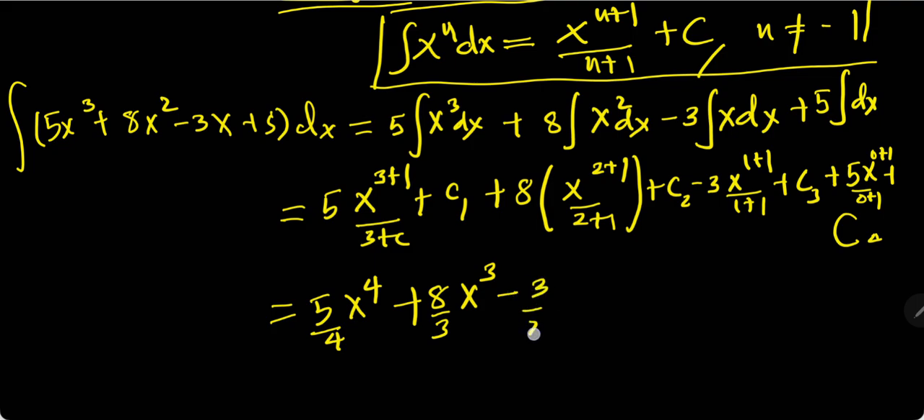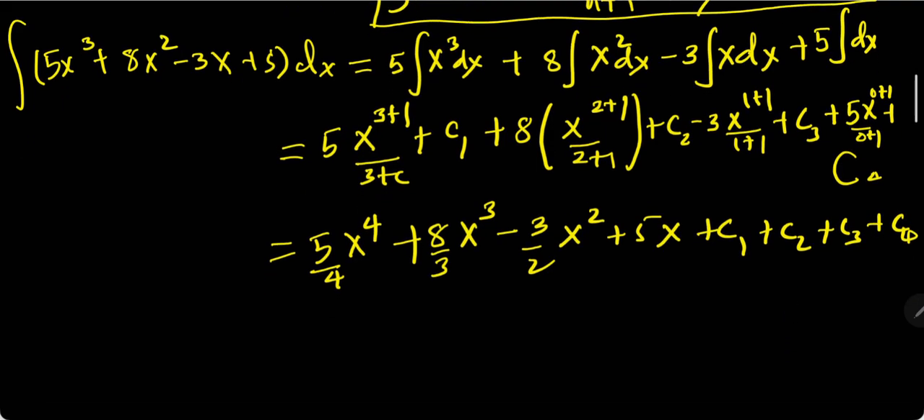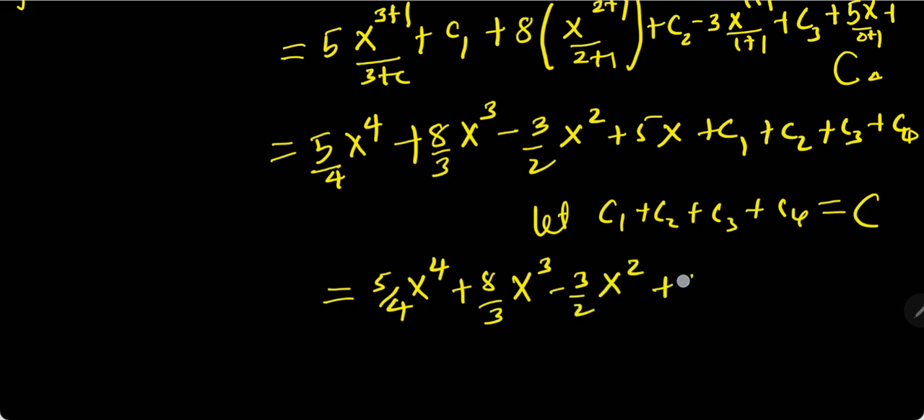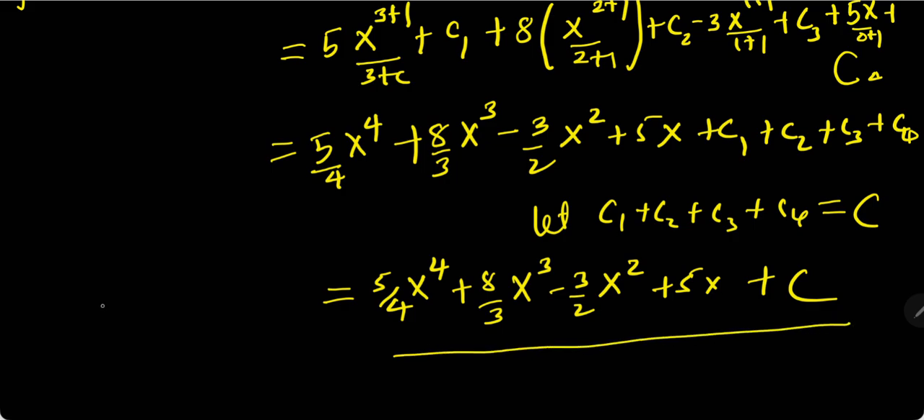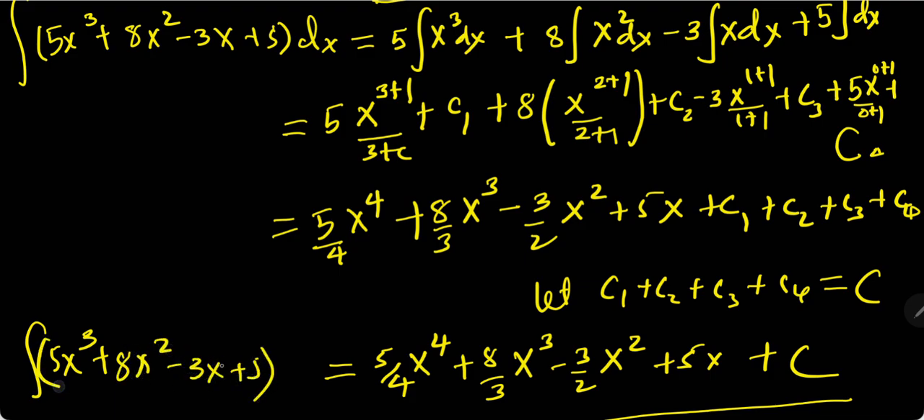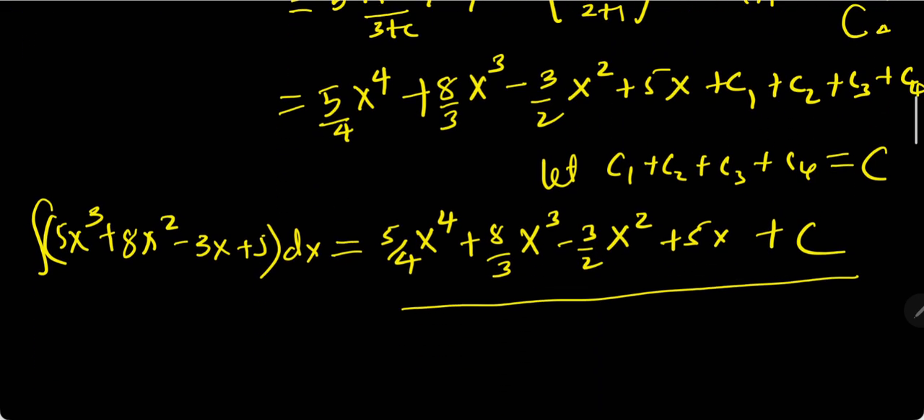I'm going to collect all the constants: minus 3 over 2, x power 2, plus 5x, plus c1 plus c2 plus c3 plus c4. Why I have decided to write all these constants is to show you that we don't have to write all constants whenever we integrate, because at last we can say let c1 plus c2 plus c3 plus c4 be equal to c. So in a simple way, you can say 5 over 4 x power 4 plus 8 over 3 x power 3 minus 3 over 2 x power 2 plus 5x plus c. In short form, you don't have to write all the constants when integrating. You can just write one constant, which will stand for the sum of all constants obtained after integration. And that is how we do our question. So that marks the end of our question.